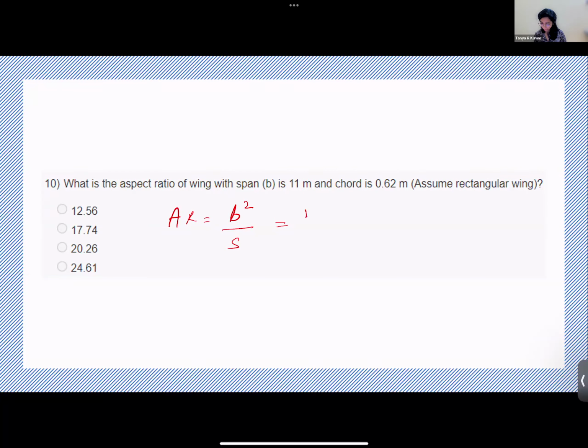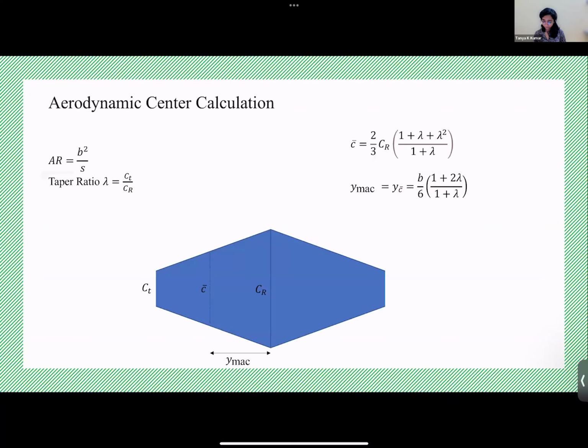Let's just try doing this. So it's for a rectangular wing. So b square by, what is the area? b into c. So that is 11 square by 11 into 0.62. 11 by 0.62 is 17.74. Correct? I hope this is clear. It's fairly simple. Yes. Okay. Now that we have some time, let's just discuss a new concept.